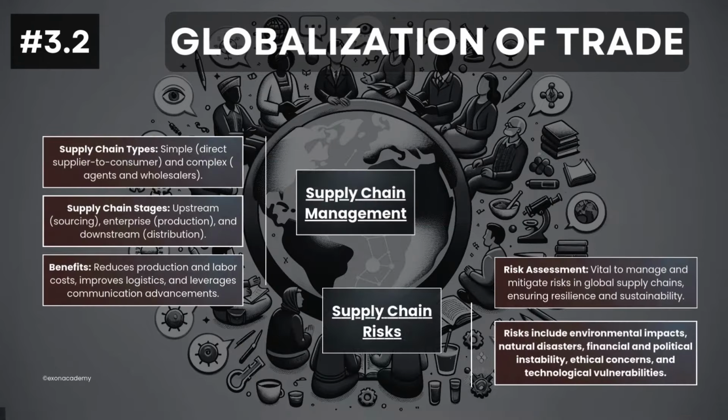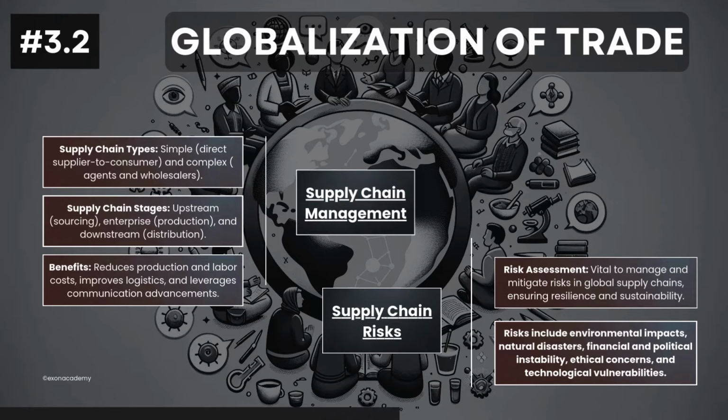Supply chains ensure products reach consumers efficiently. Supply chains have three stages: upstream, enterprise, and downstream. Upstream sources raw materials, enterprise manufactures, and downstream, being the final step, deals with distribution to consumers.